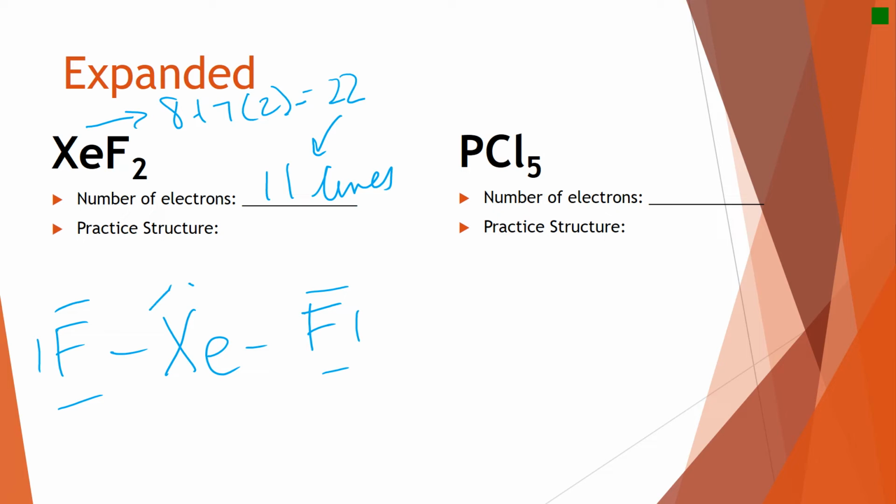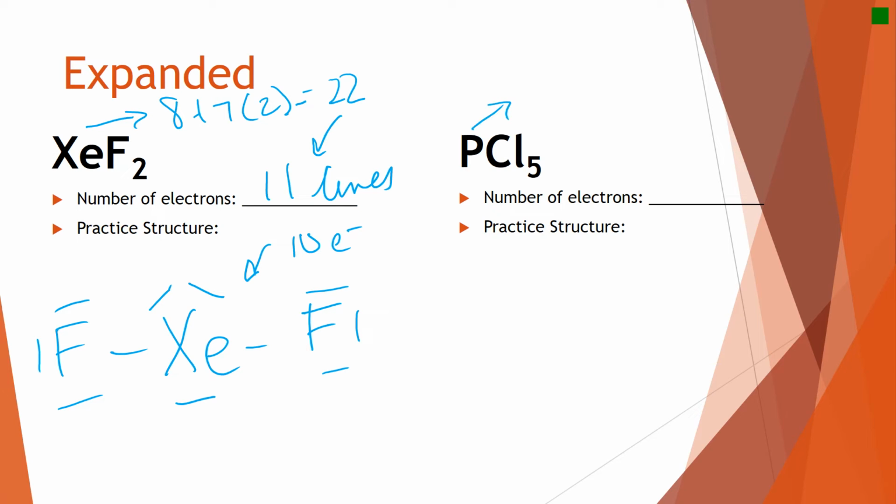So 9, 10, 11. Okay. If I look at this, everybody's happy, and xenon is actually happy even though it has an expanded octet because it is past that 3rd row. It is absolutely fine with having its 10 electrons or 5 lines.